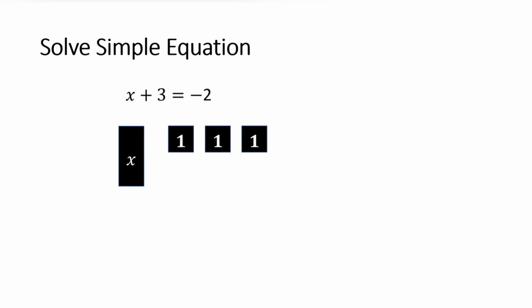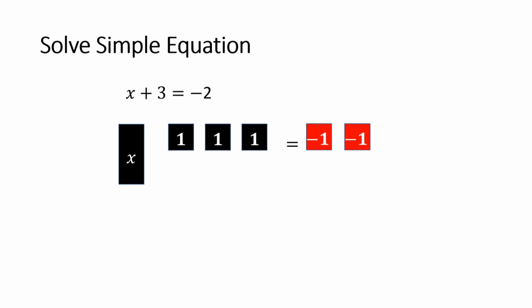And this is equal to minus 2. This means we are going to use 2 of the flip side of the unit tiles. The idea in solving a simple equation is to isolate x, or keep x on one side of the equation. In this case, we are going to keep it on the left-hand side.